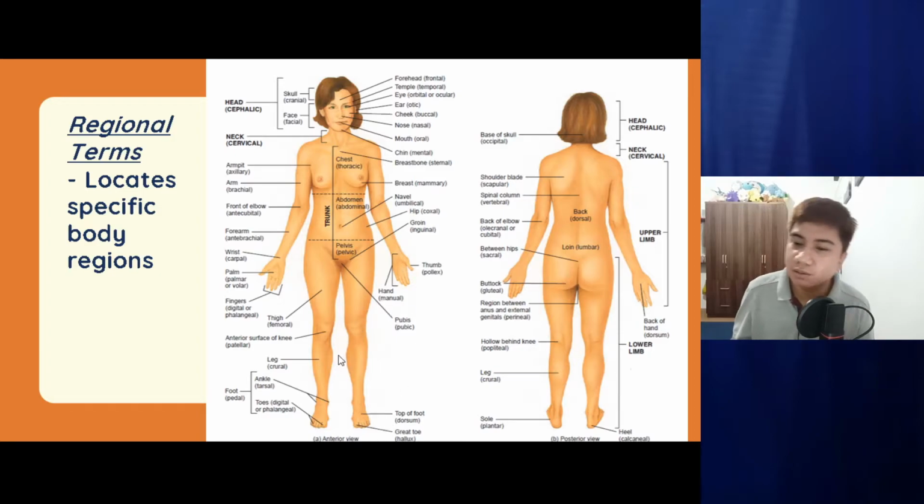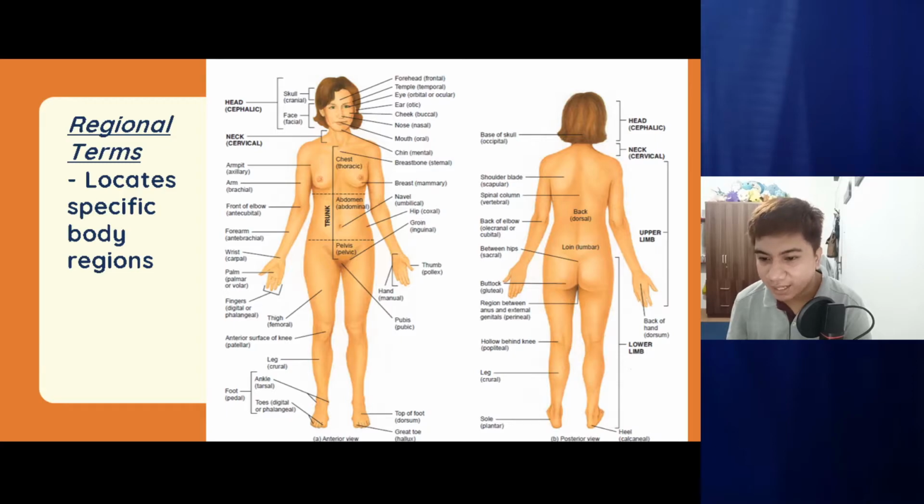So some areas also at the back have their own specific nga jargons or terms. For the base of the skull, ang sa likod, ang himod nga ulo dire, pinakalikod, that is your occipital area. Your shoulder blade is your scapular area. Your spinal column is vertebral. Back of the elbow is your olecranial or your cubital.